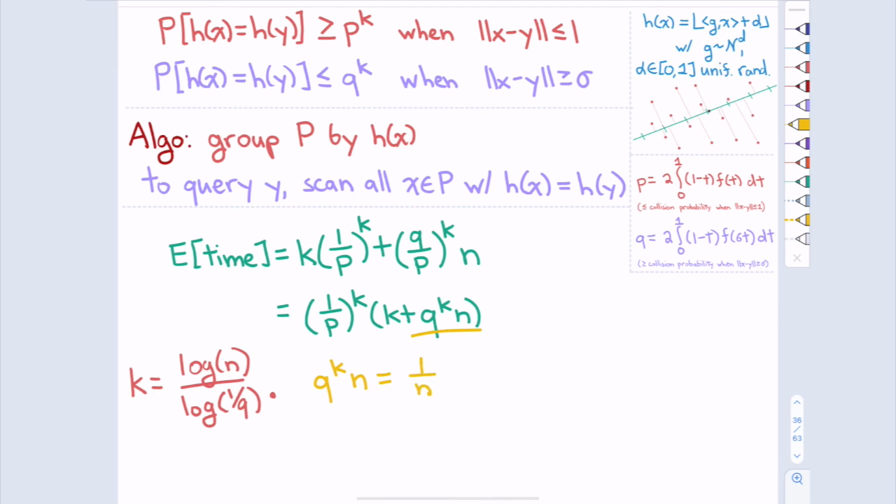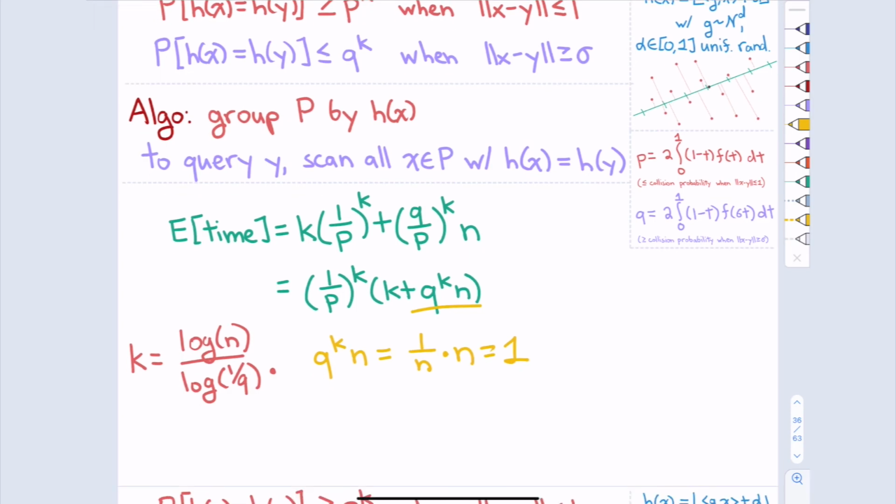I think you'll get 1 over n times n. Okay, and then you get 1. So 1 is less than k, so roughly that term doesn't matter anymore. So then what about the other term? We have what appears to be 1 over p to the k times k.